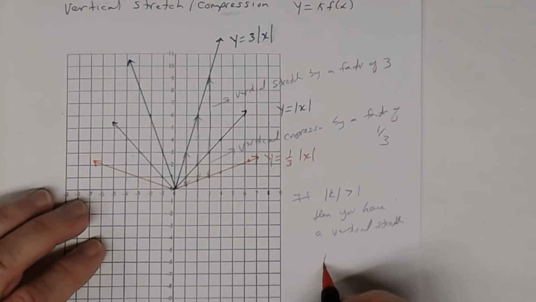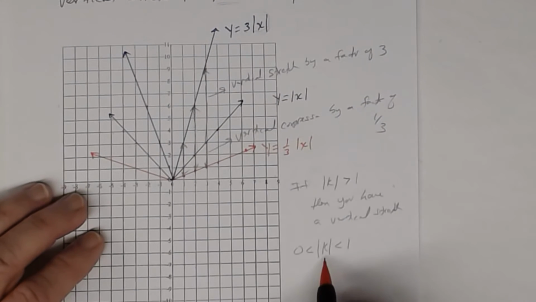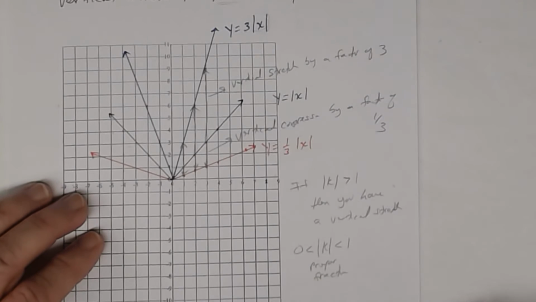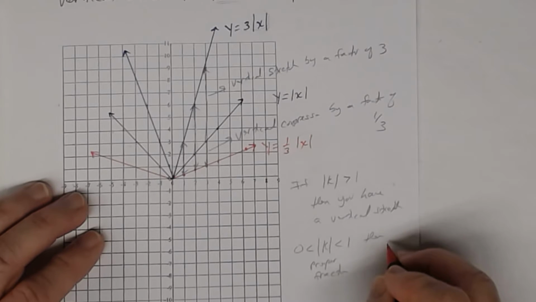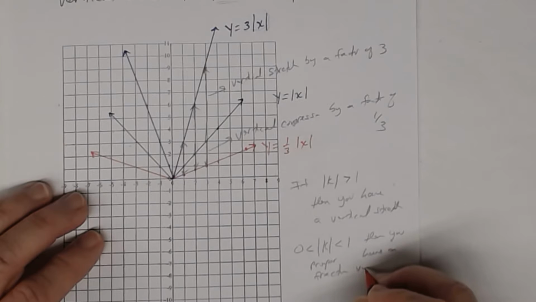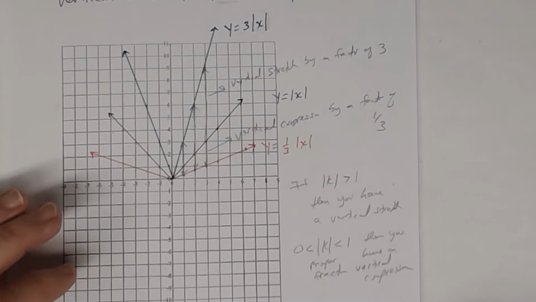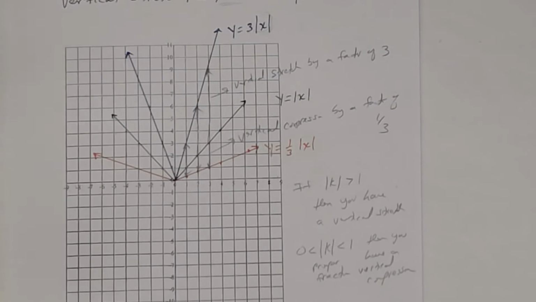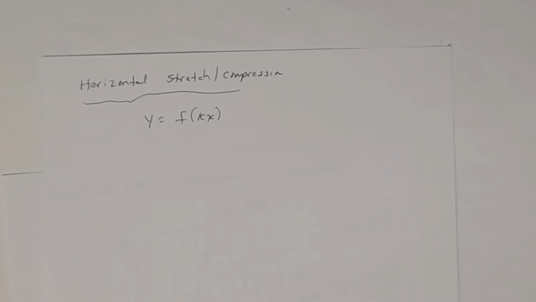you have a vertical stretch. Okay? If the absolute value of k is between 1 and 0, so let's say proper fraction, then you have a vertical compression. Okay, vertical compression. All right, now let's look at horizontal stretch or compression.